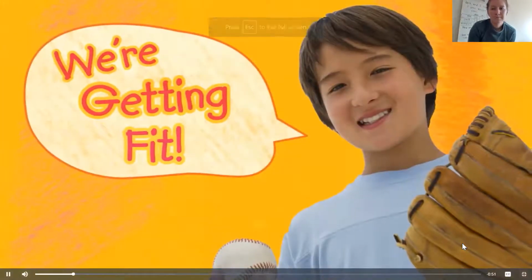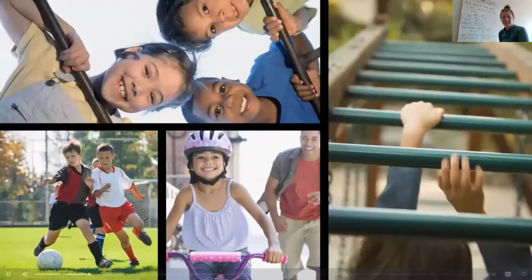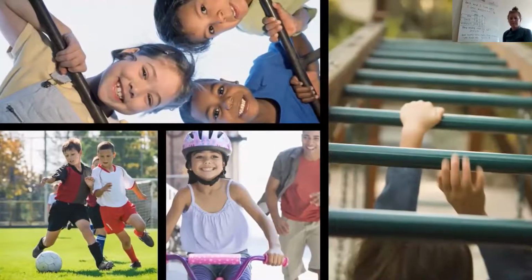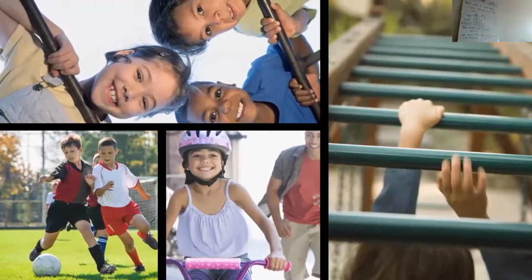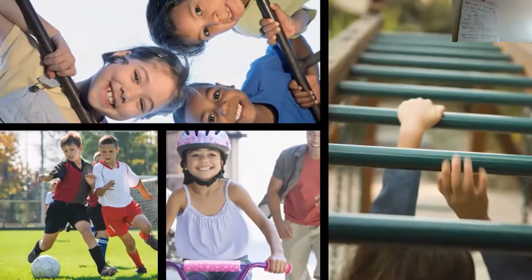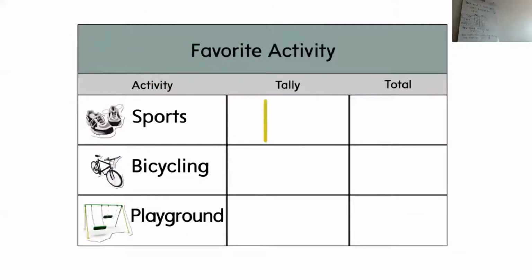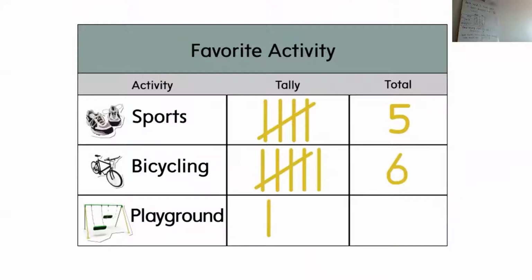We're getting fit. The kids in my class enjoy all kinds of activities to stay fit. I wonder what the most popular activity is. I know. Let's use a tally chart to figure this out. 5 students liked playing sports the most. 6 enjoyed bicycling, and 3 liked playing on the playground.